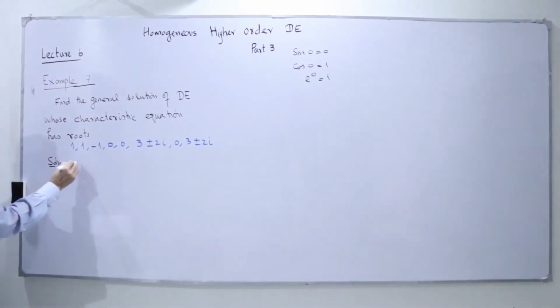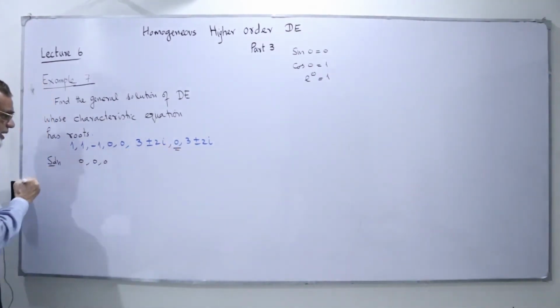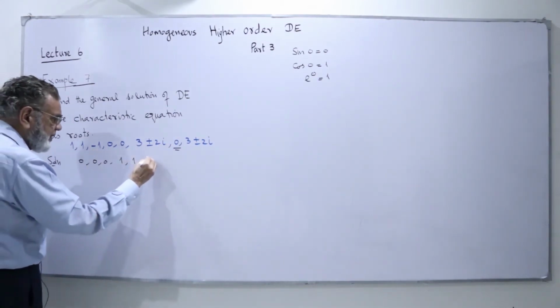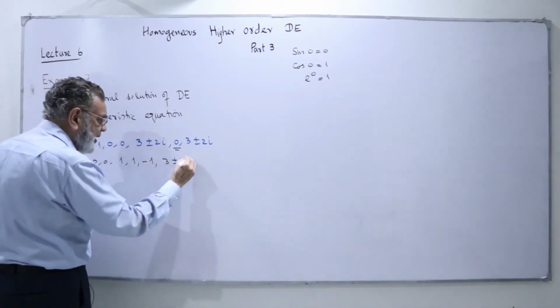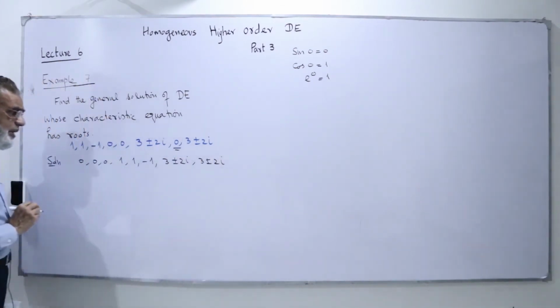I have here three zeros, 0, 0 and 0. This 0 also I shift to this one. Then I have 1. I have here two ones, 1, 1, and then here is minus 1. And then we have the complex roots 3 plus minus 2i and 3 plus minus 2i. So now I am in a position to write my general solution.